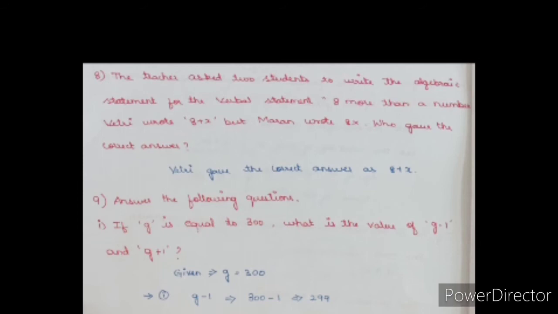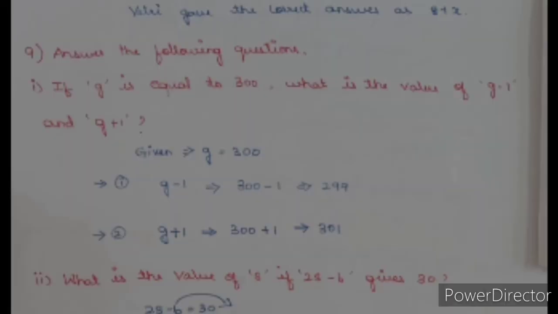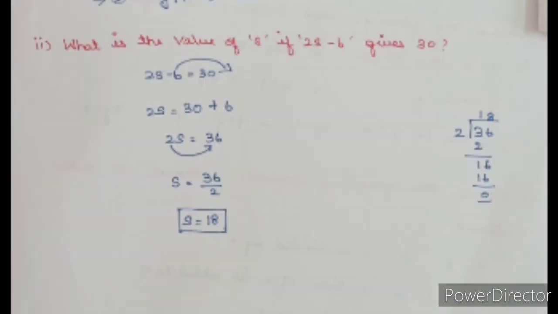See the next one. Answer the following question. If g is equal to 300, what is the value of g minus 1 and g plus 1? What is given here? G is equal to 300. So the first step is to find g minus 1. The value of g is 300, minus 1 is 299. See the next one, g plus 1. What is the value of g? It is 300 plus 1. It is 301.